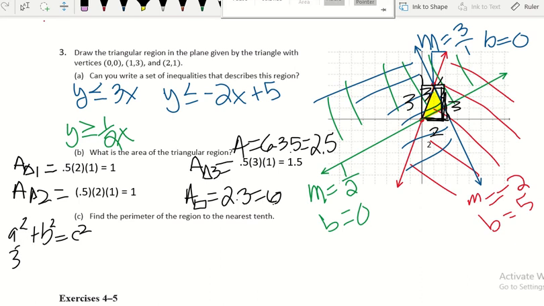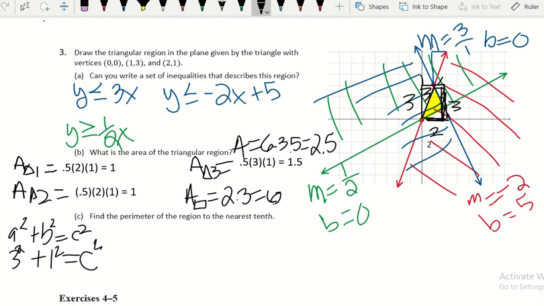So 3 squared plus 1 squared is going to be the length of that line. The squared's not working here, but hopefully you guys get the idea. Squared, and that's equal to c squared. And so this is just 10, so the square root of 10 is going to equal the square root of c squared, which is c. So that's the length of the first line.